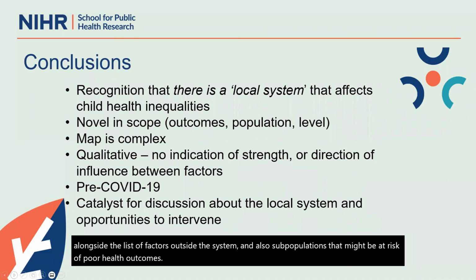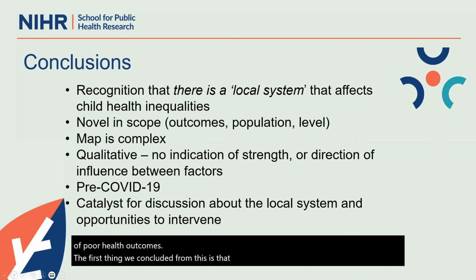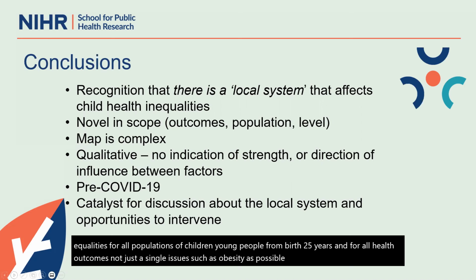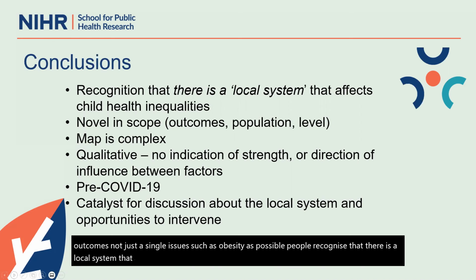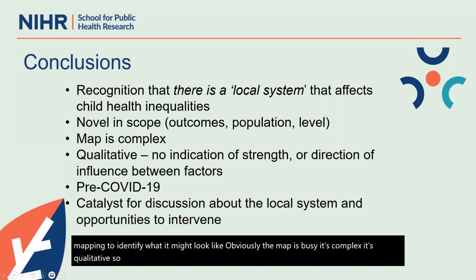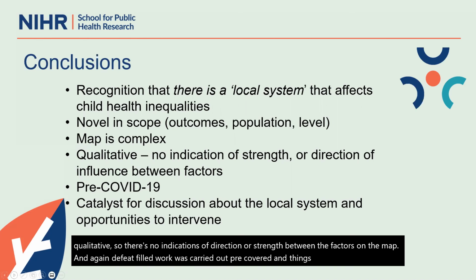The first thing we concluded from this is that mapping the determinants of child health inequalities for all populations of children and young people from birth to 25 years and for all health outcomes, not just a single issue such as obesity, is possible. People recognise that there is a local system that impacts on child health inequalities, and we're able to engage in group mapping to identify what it might look like. Obviously, the map is busy, it's complex, it's qualitative, so there's no indication of direction or strength between the factors on the map. And again, the fieldwork was carried out pre-COVID, and things already look very different now.